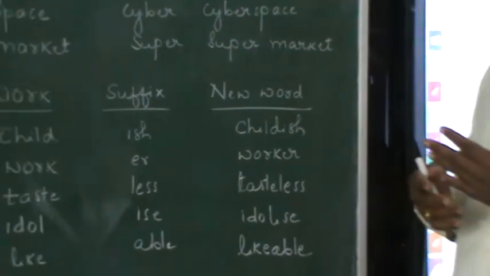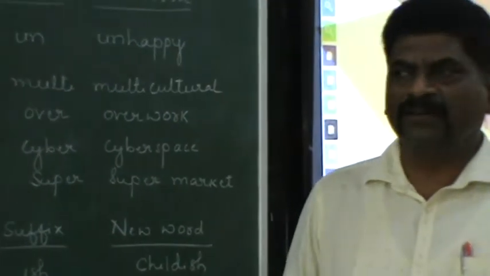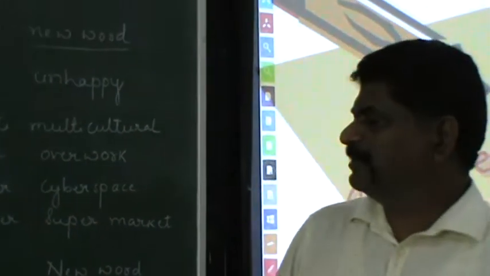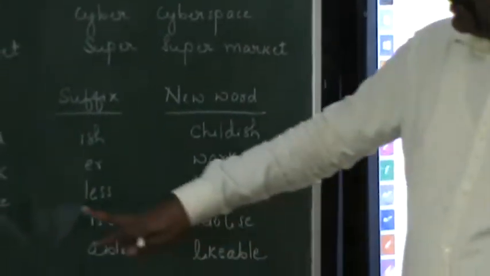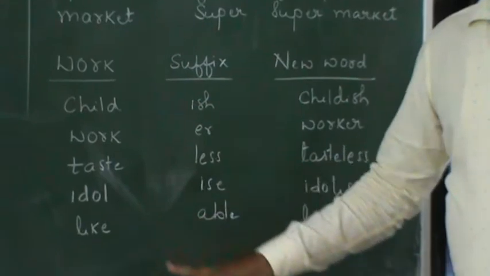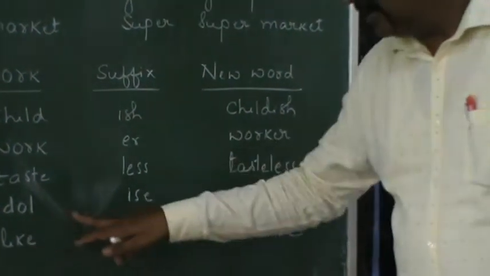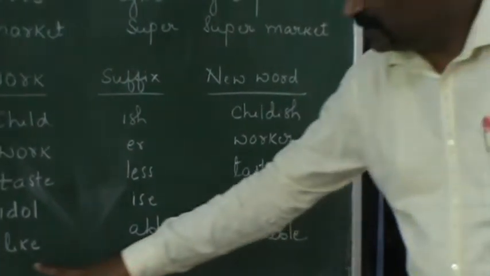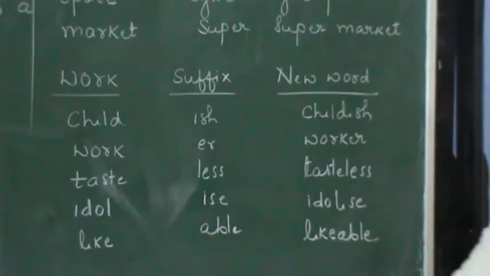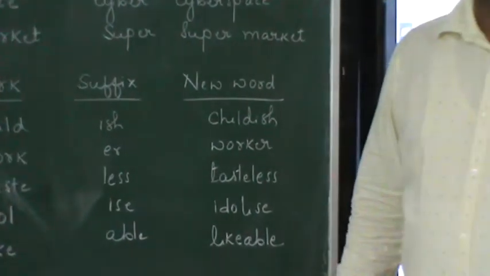By adding a suffix and some prefixes, sometimes the word will become a different class of word, and sometimes it may give the synonym, sometimes it may give the antonym. It depends on the word and what we are going to add. Coming to the next word, idol. By adding ize to idol, it is changed into idolize. Coming to the last word from the suffix category, that is like. When able is added, like is changed into likable.